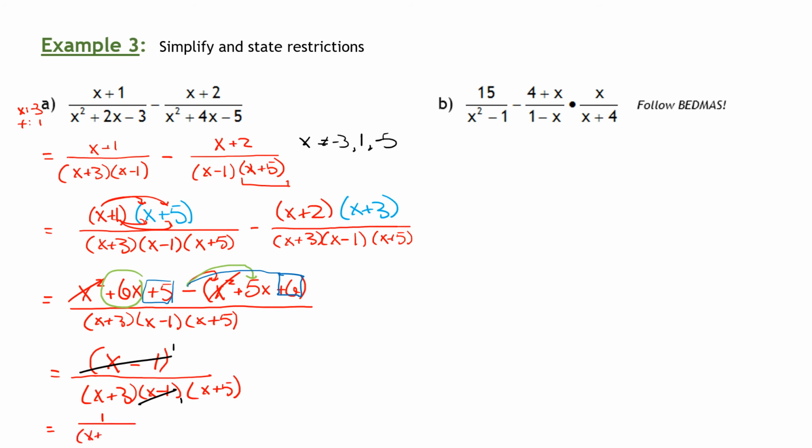x plus 3 times x plus 5, and I'm going to restate my restrictions in order. They are x cannot equal negative 5, negative 3, and 1.